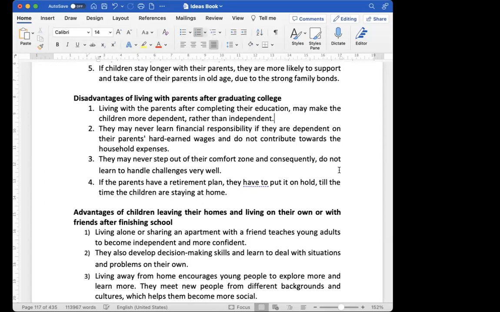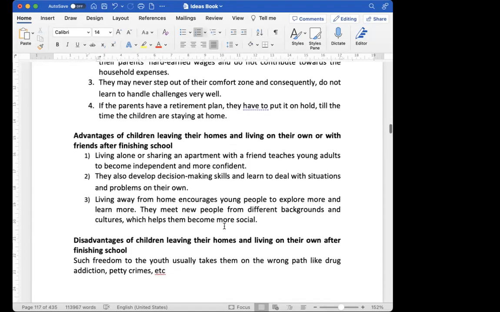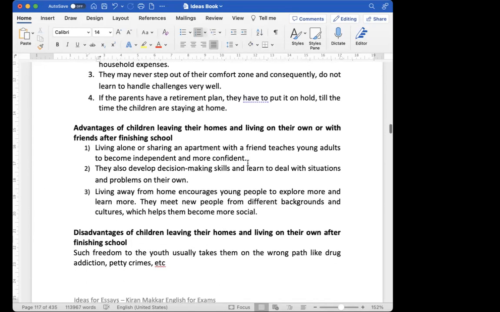What are the advantages of children leaving their homes and living on their own or with friends after finishing school? Living alone or sharing an apartment with a friend teaches young adults to become independent and more confident. They also develop decision-making skills and learn to deal with situations and problems on their own. Living away from home encourages young people to explore more and learn more. They meet new people from different backgrounds and cultures, which helps them to become more social.